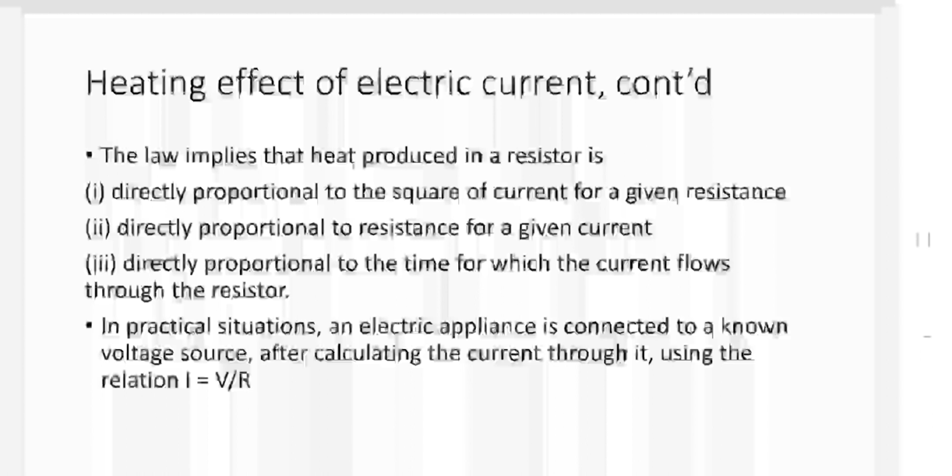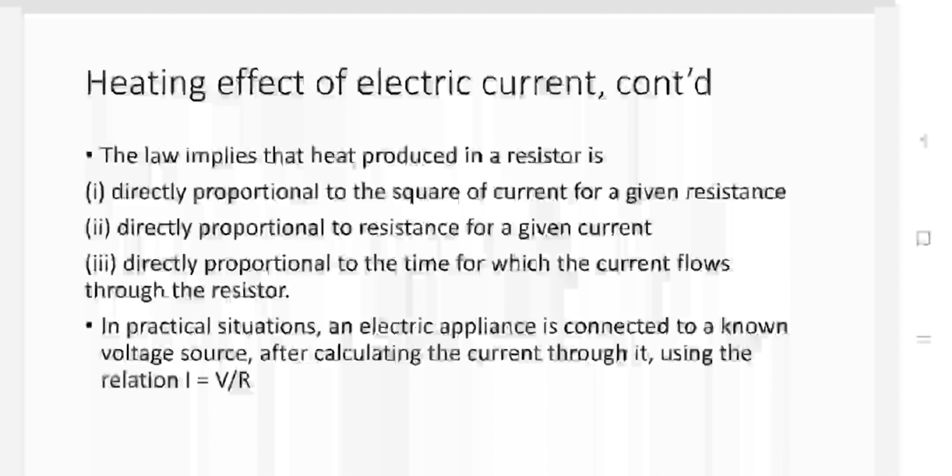Here the law implies that the heat produced in a circuit has three components. Heat is directly proportional to the square of the current flowing through a resistor. Based on the equation of Joule's law of heating, I square Rt, the first is that heat is directly proportional to the square of the current. Second, heat is proportional to the resistance of the circuit. And third, heat is proportional to the time for which the current flows through the resistor. So I square, R, and t.